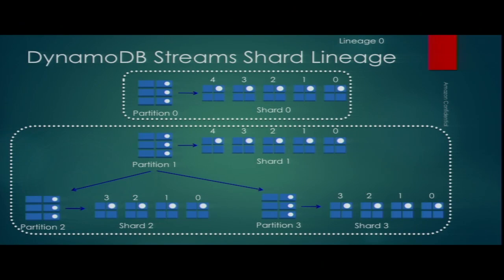So for the purpose of lineage, the zeros under the split partitions are considered children of the 4 under the original partition? Yes, exactly. If you think about it this way, in the top example, 0 is a parent of 1, 1 is a parent of 2. In the bottom example, like you mentioned, shard number 4 of partition 1 is a parent of both its children, which are the zeros of partitions 2 and 3.